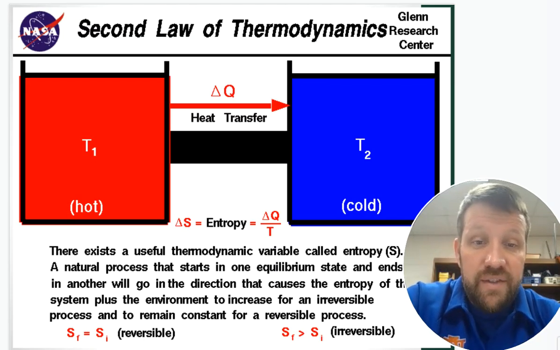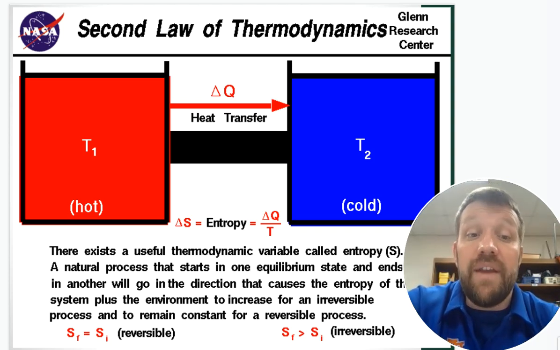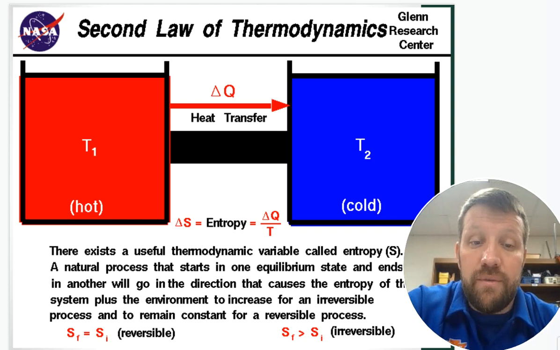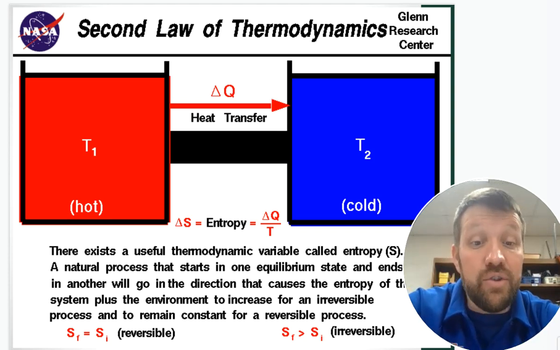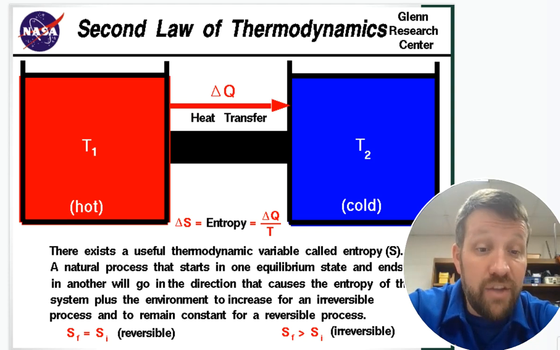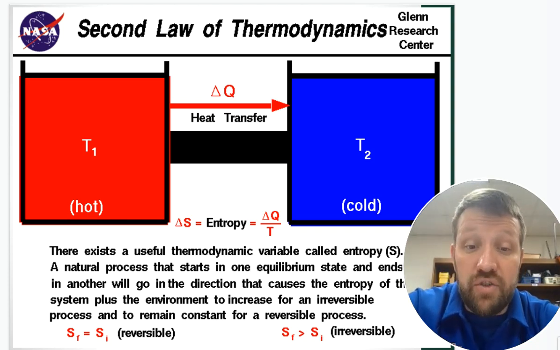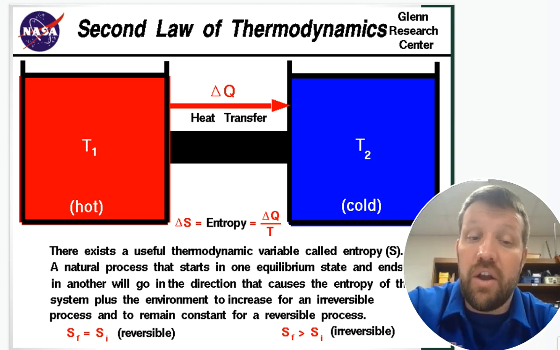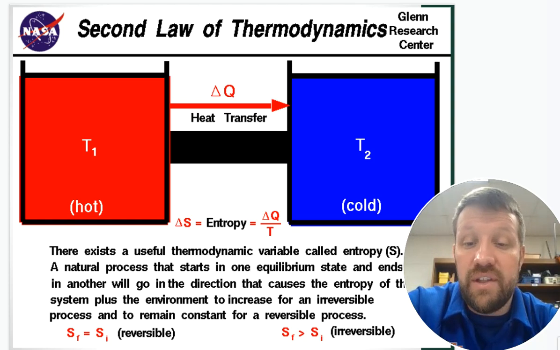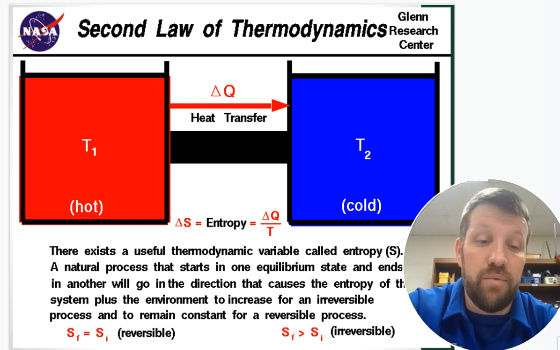All right, and so we've got this delta Q, this transfer here of entropy based on that heat transfer by temperature from hot to cold. So there exists a useful thermodynamic variable called entropy, and that's going to be represented by S. A natural process that starts in one equilibrium state and ends in another will go in the direction that causes the entropy of the system plus the environment to increase for an irreversible process and to remain constant for a reversible process.